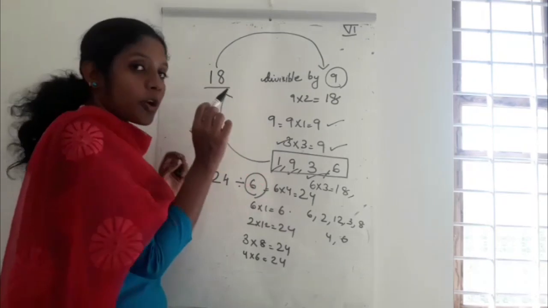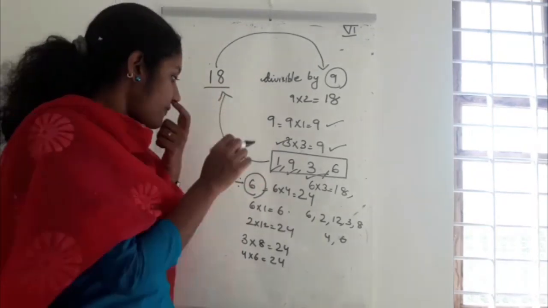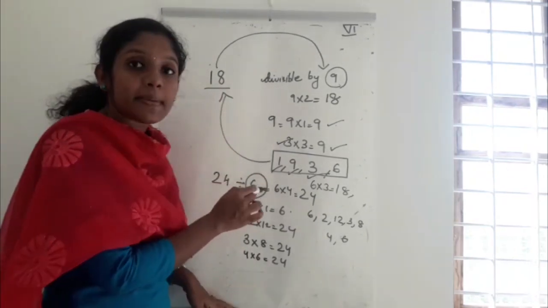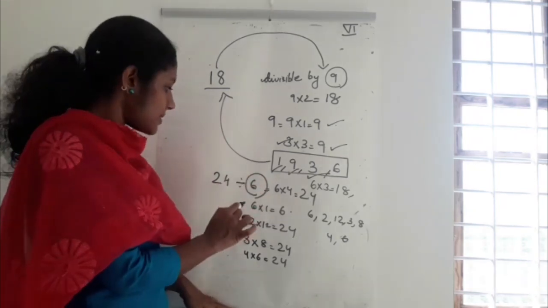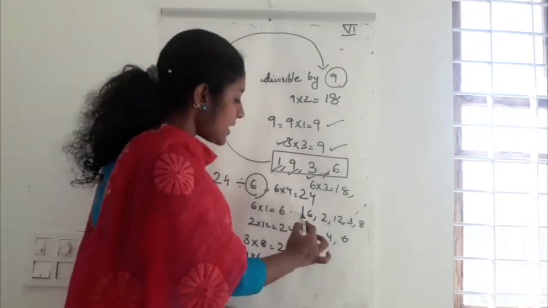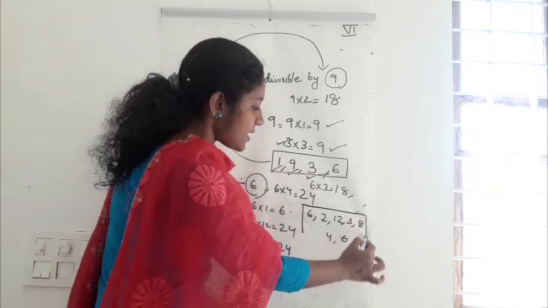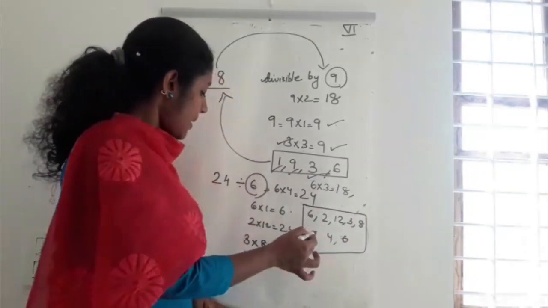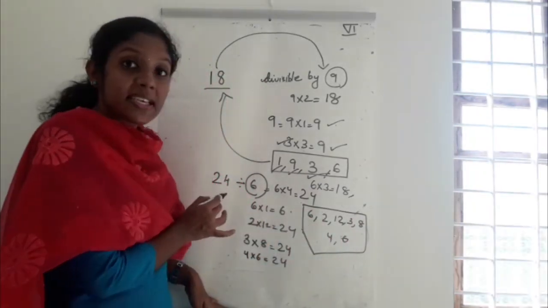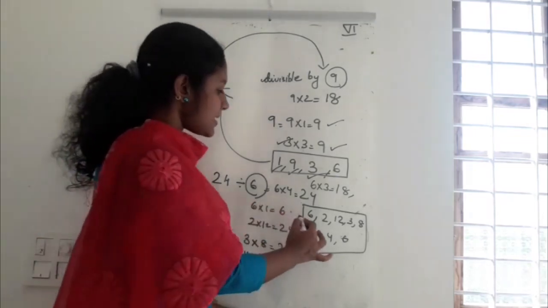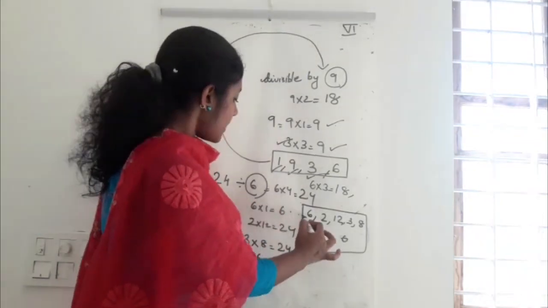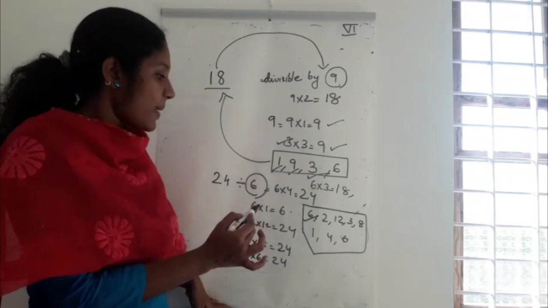According to this divisibility test, if a number is divisible by another number, that means it will be divisible by the factors also. So we have to check whether these numbers, the factors, are divisible by 24. Okay, so 6 is divisible by 24? Yes, 6 is a factor of 24.